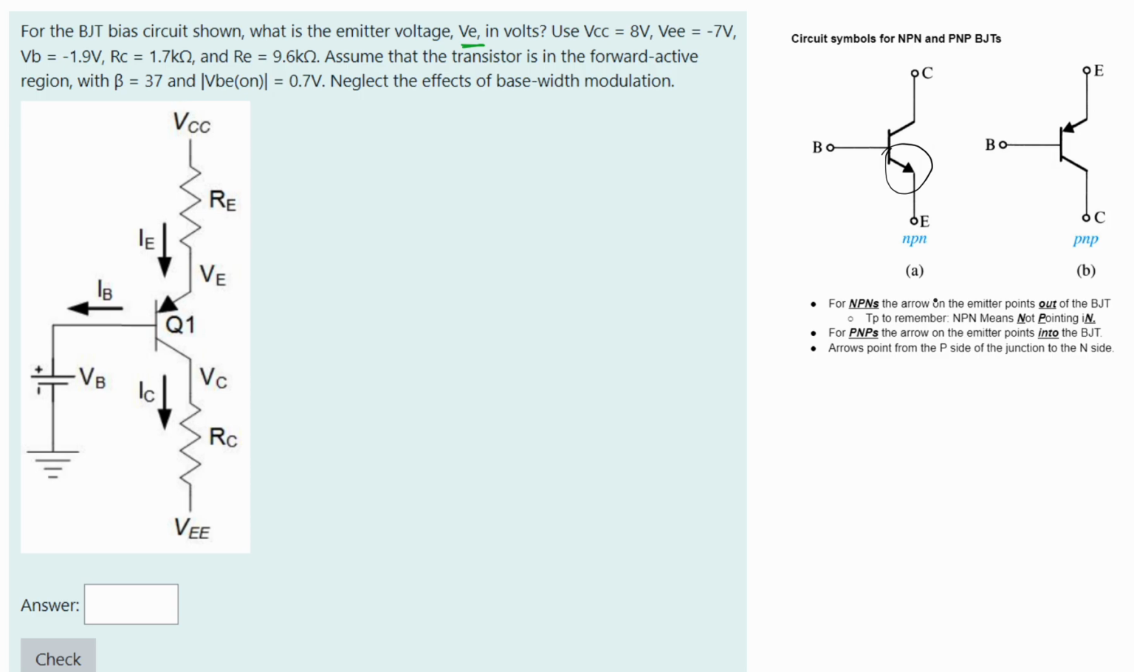A tip to remember this is that NPN means not pointing in. And for PNPs, the arrow on the emitter points in. So we always look at the emitter. If it's NPN, it's pointing away from the base towards the emitter. If it's PNP, it's pointing away from the emitter towards the base.